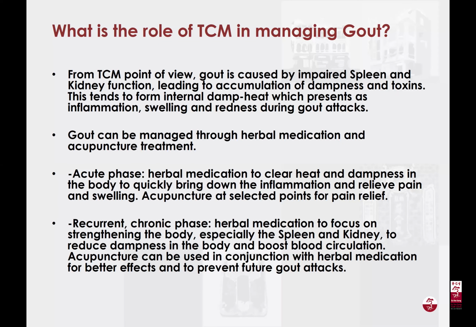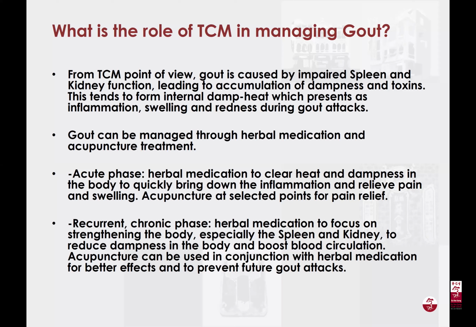So from a TCM point of view, from our TCM theory, our organ system is very important, particularly our spleen and kidney function. So when our spleen and kidney function are not working properly, this can lead to accumulation of dampness, heatiness, and toxins. So this can form internal damp heat, which can present as inflammation, swelling, and redness during gout attacks.